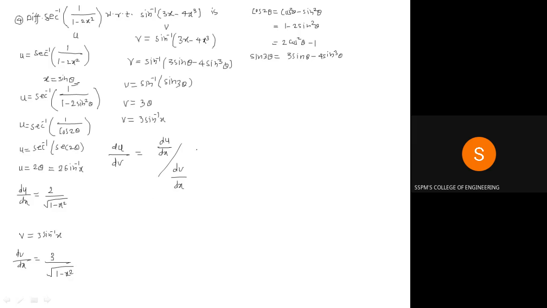Substitute these values in this place. So I have explained in detail, hence there are a number of steps. Otherwise you can get that solution within a fraction of a second.